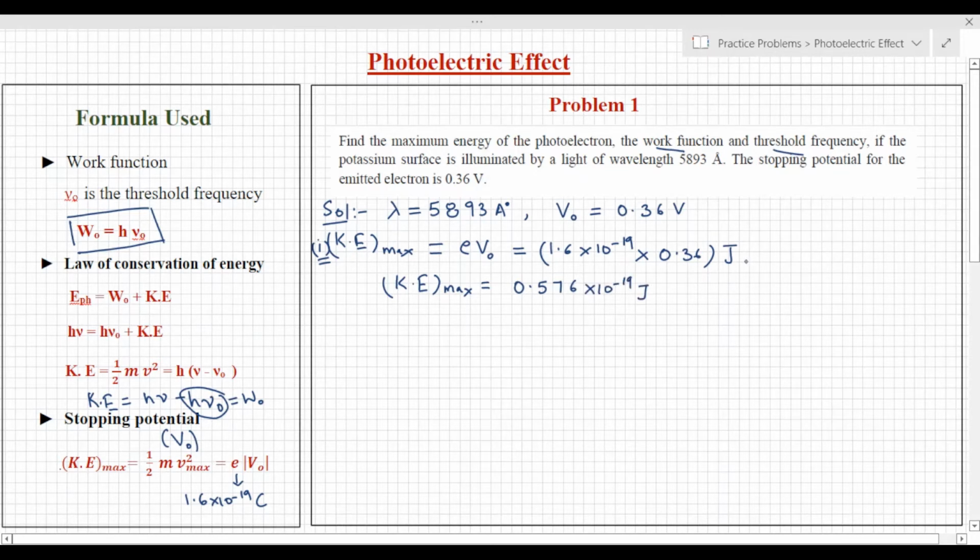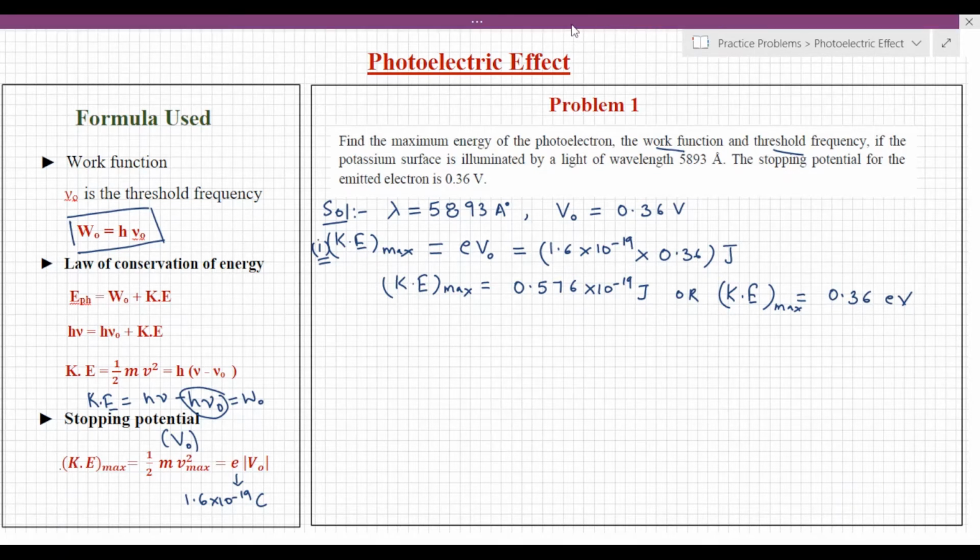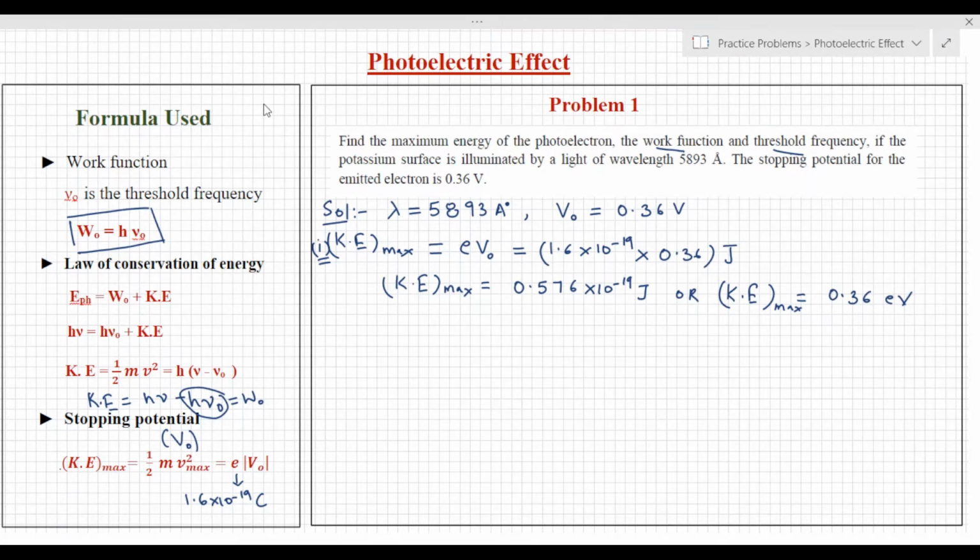Or instead, if you have to find it in electron volt, then the kinetic energy in electron volt is simply 0.36 electron volt. Because, as we know, this conversion we all know: 1 electron volt is equal to 1.6 into 10 raised to the power minus 19 joules.